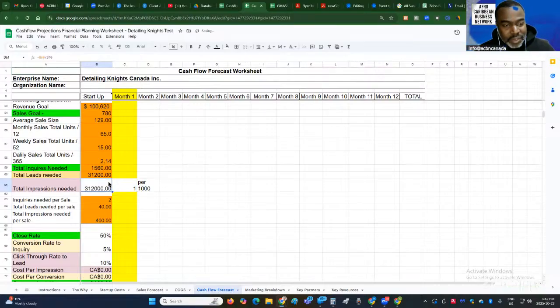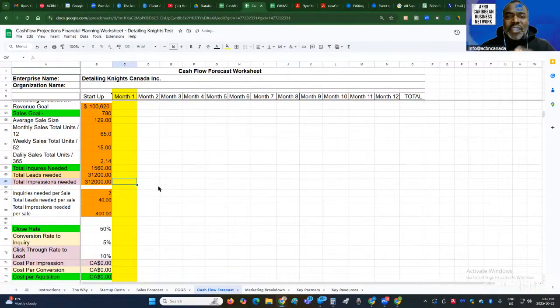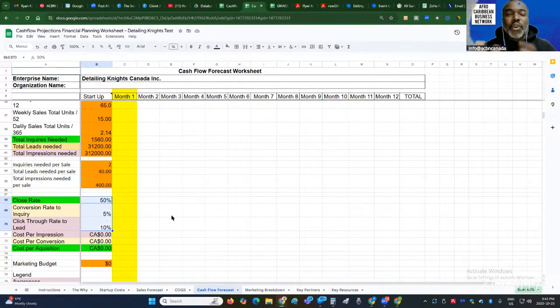But this is where, oh, let me take this back. So this is where now these estimates are what you need to determine if it's true. Because if it actually is worse than 10%, let's say you're only getting a 2% conversion, that means your impressions, the amount of people that need to see your ads, would be 1,560,000.